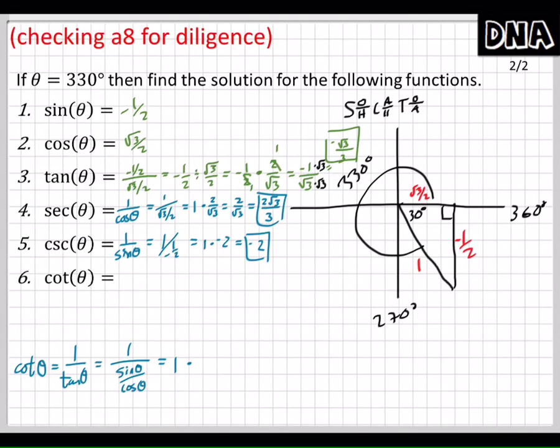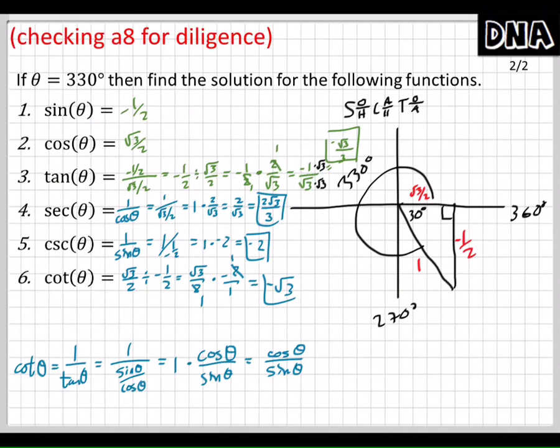And so that's the same as 1 times the reciprocal of the denominator. What's the reciprocal of sine over cosine? Cosine over sine. So that leaves us with cosine over sine. So that means that cotangent is just cosine divided by sine. So what is cosine? Cosine is rad 3 over 2. And we're dividing that by sine, which is -1/2. Oh, I should have just multiplied by the reciprocal. Rad 3 over 2 times -2 over 1. And then we have the 2's canceling out. And then we get left with negative rad 3.